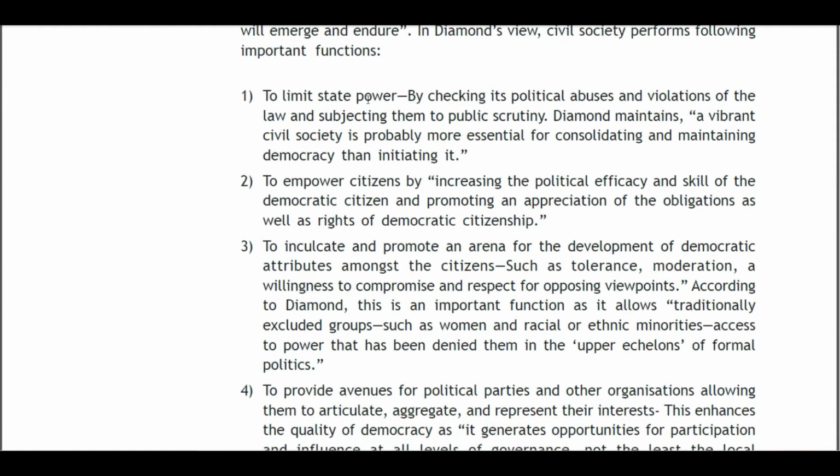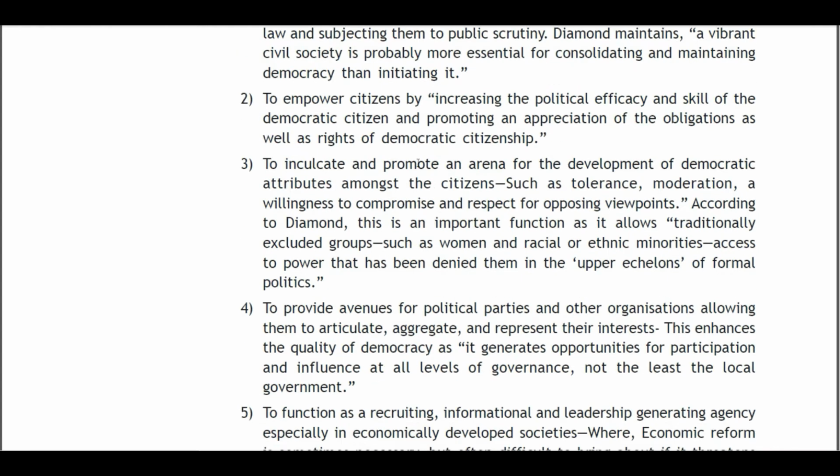First, to limit state power by checking its political abuses and violations of the law and subjecting them to public scrutiny. Diamond maintains a vibrant civil society is probably more essential for consolidating and maintaining democracy than initiating it. Second, to empower citizens by increasing the political efficacy and skill of democratic citizens and promoting an appreciation of obligations as well as rights of democratic citizenship.